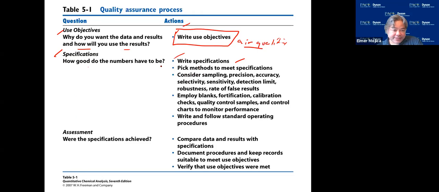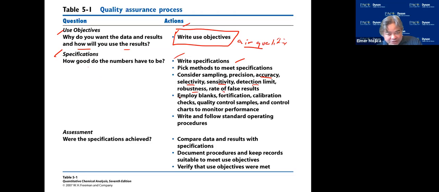And then in addition to that, you have to consider how many samples you are going to use, how precise the method is, how accurate the method is, the selectivity, sensitivity, detection limit, robustness, rate of false result. So you are the one who will set that. Now, these parameters are very important. These are the typical analytical methods parameters.